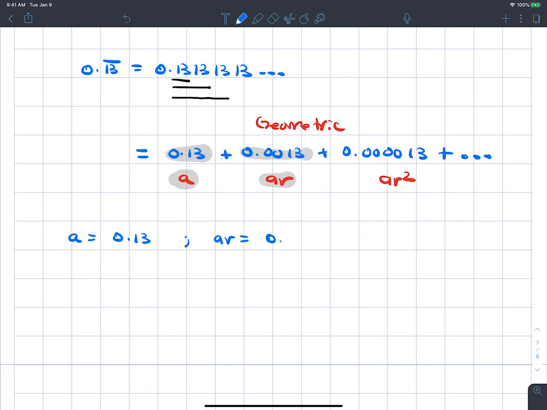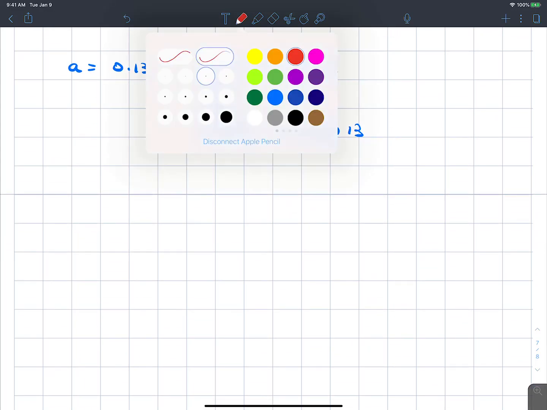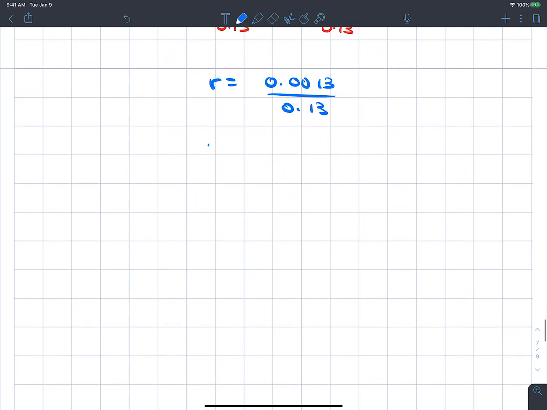So AR is 0.0013. So if I plug in 0.13 here, we'll have 0.13 R is 0.0013. And then we can divide both sides now by 0.13, because we're solving for R, we're going to verify. Here's what we get. R is 0.0013 over 0.13. So I'm going to use some more arithmetic skills. 13 over, well, this is tens, hundreds, 10,000. And this is 13 over 1000. So I'm writing a decimal as a fraction.